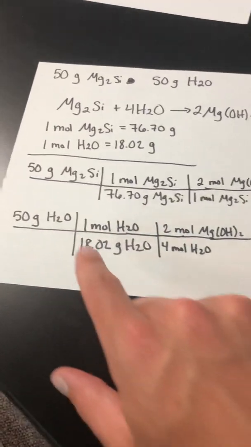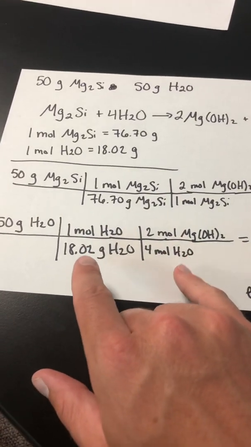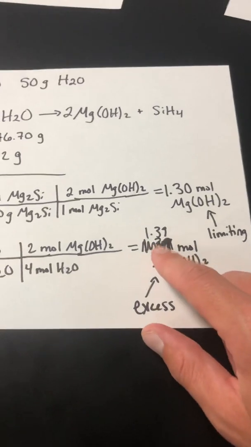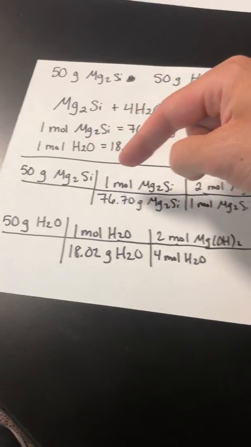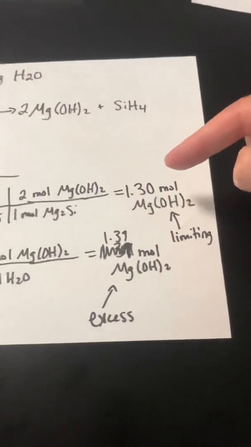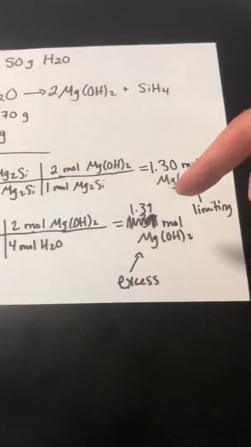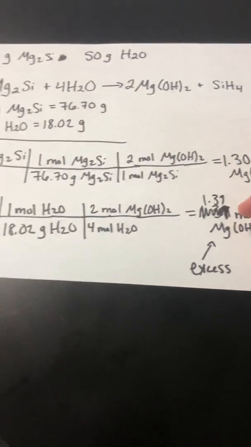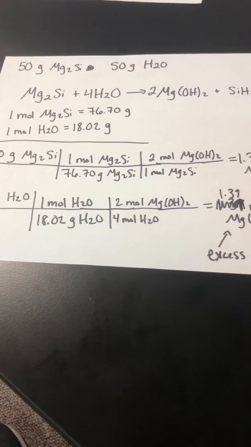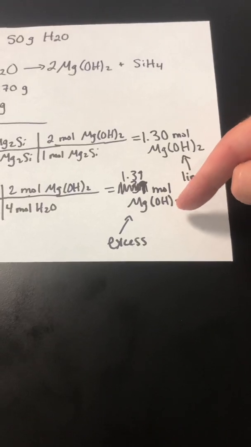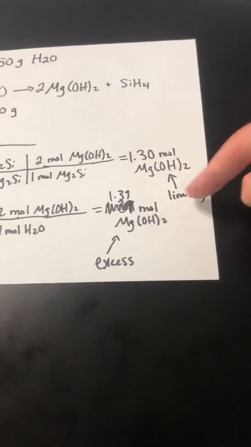Now I will multiply out. I take 50 times 2 times 1 is 100, and I divide that by 18.02 times 4, which equals 1.39 moles. So my Mg2Si, when I had 50 grams of that, will produce 1.3 moles of my product, whereas 50 grams of water will produce 1.39 moles of my product here. So the smaller number is my limiting, which means the bigger number is my excess. So limiting and excess.